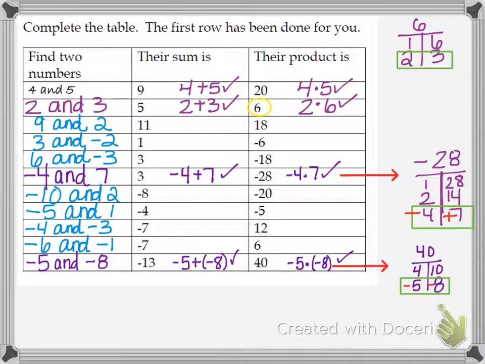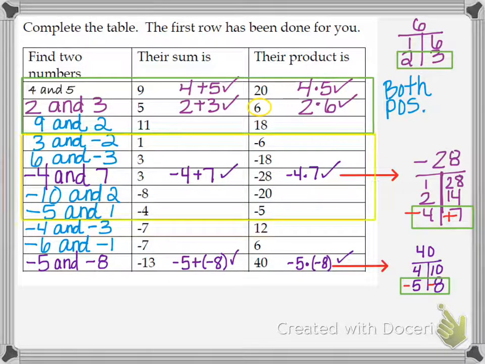So now I really want to focus on some patterns. You'll notice for the first 3 rows, my two numbers were both positive. That's because I was multiplying to a positive product and adding to a positive sum. If you look at the next 5 rows, you'll notice one of our numbers was negative and one of our numbers was positive. The reason why is because the products in all those rows were negative. The only way to have a negative product is if you multiply one positive and one negative.